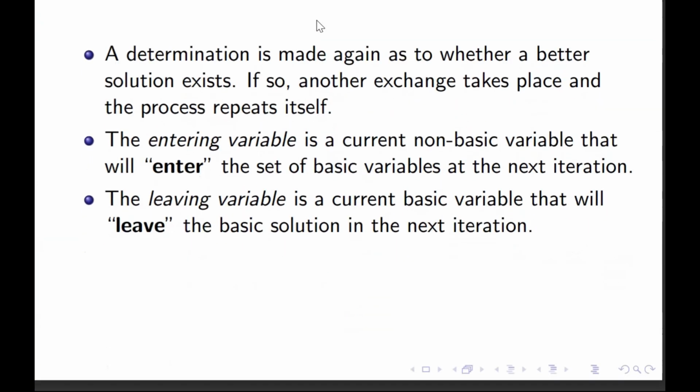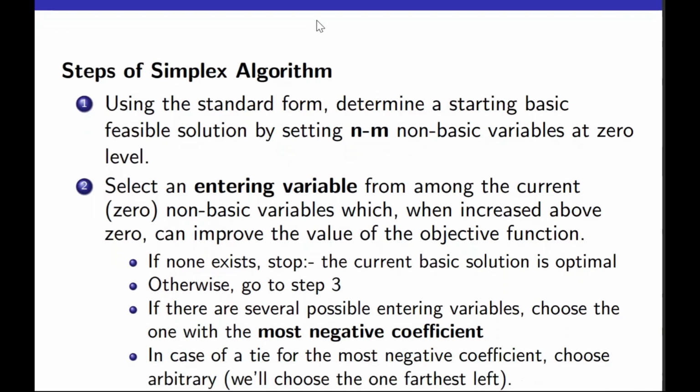A determination is made again as to whether a better solution exists. If so, another exchange takes place and the process repeats itself. The entering variable is a current non-basic variable that will enter the set of basic variables in the next iteration. The leaving variable is a current basic variable that will leave the basic solution in the next iteration.